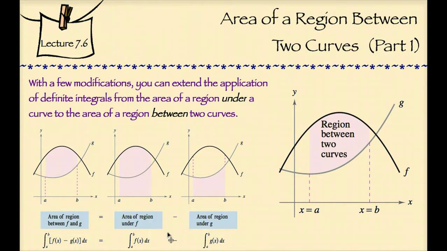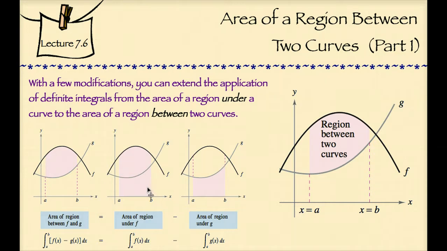Let's examine this diagram. This integral of f of x from a to b gives us the area of the region from the x-axis to the function curve f of x. This integral, g of x from a to b, gives us the area of the region from the x-axis to the function curve g of x.